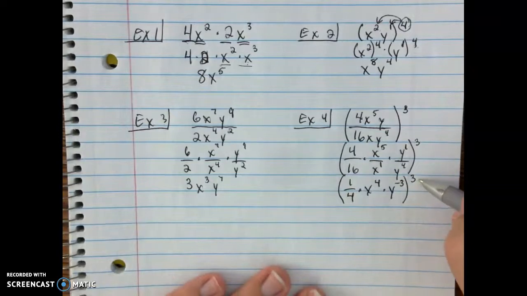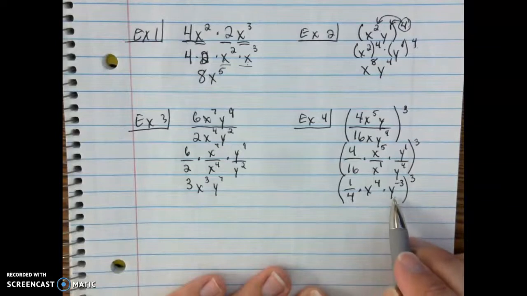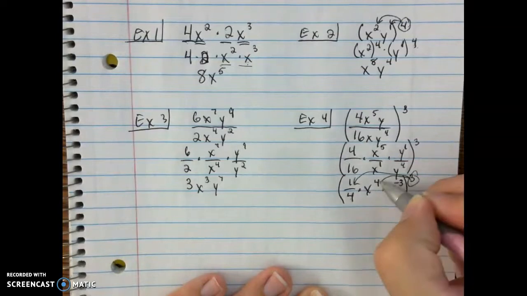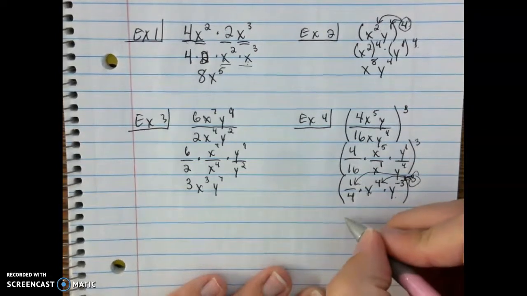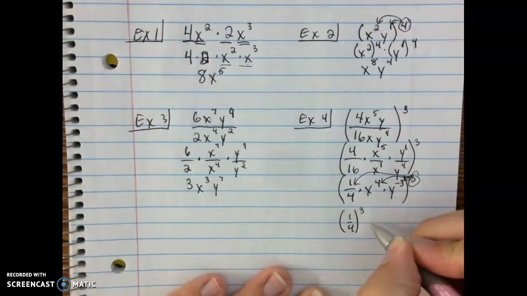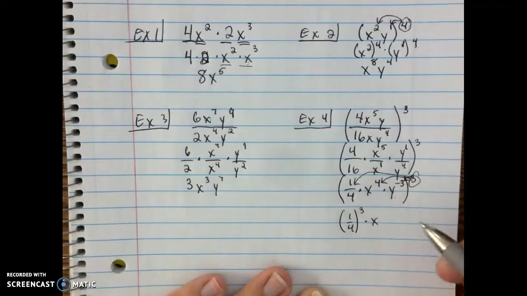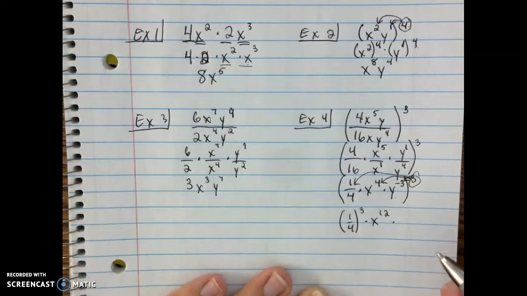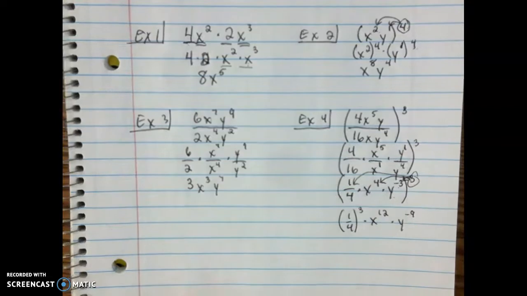And so now our third power here is still going to get applied to all three of our terms inside. So we're going to apply the third power to the 1/4, to the x to the 4th, and to the y to the negative 3rd. So when we do that, I'm going to put my 1/4 in parentheses to have 1/4 to the third power. Multiply x: 4 times 3 is going to give me 12. Multiply that. Negative 3 times 3 is going to give me y to the negative 9th.